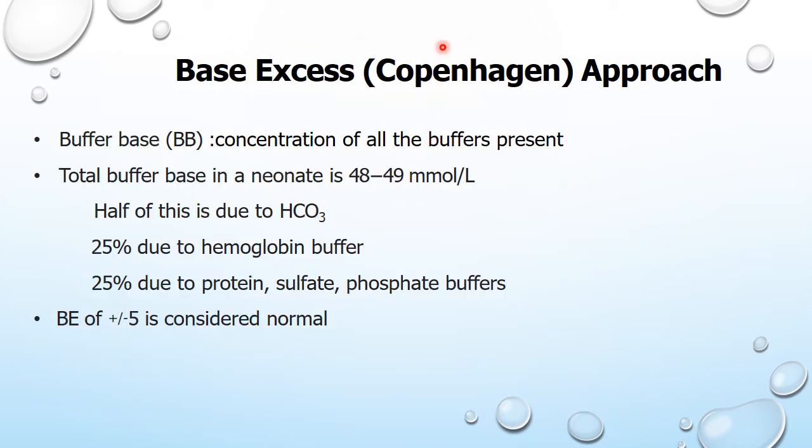The second metabolic index is the base excess, and it is also known as the Copenhagen approach. Buffer base is the concentration of all the buffers present in the body, and the total buffer base in a neonate is 48 to 49 millimole per liter. 50% of this is due to bicarbonate, 25% is due to hemoglobin buffer, and the other 25% is due to other buffers. Normal value of base excess is ranging between plus or minus 5.